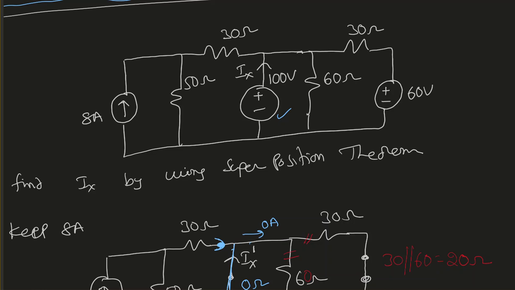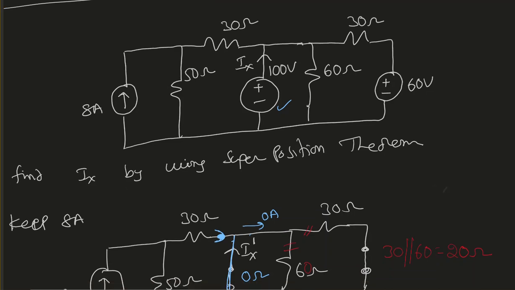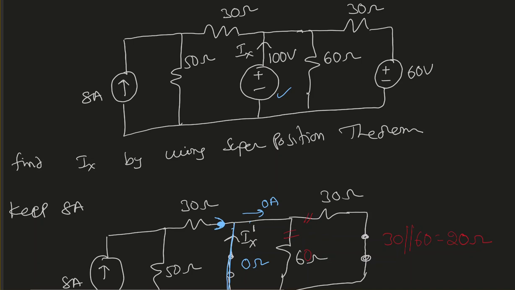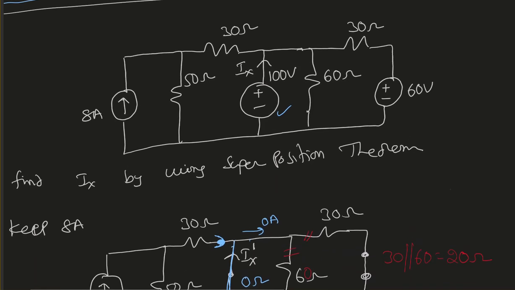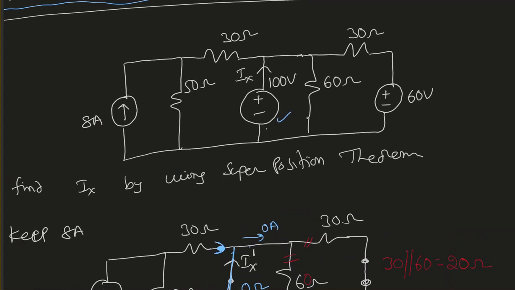Since there are three independent sources, we need to solve the circuit three times. Each time, we keep one source and remove all other sources with their internal resistance. We know that a voltage source has 0 internal resistance, which means short circuited, and a current source has infinite internal resistance, so whenever we remove it, we replace it with an open circuit.